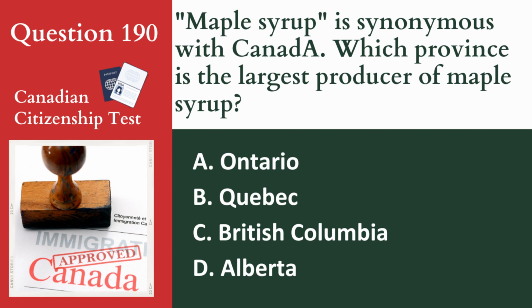Question 190. Maple syrup is synonymous with Canada. Which province is the largest producer of maple syrup? A. Ontario. B. Quebec. C. British Columbia. D. Alberta. Answer. B. Quebec. Quebec is the largest producer of maple syrup, not just in Canada, but in the world.